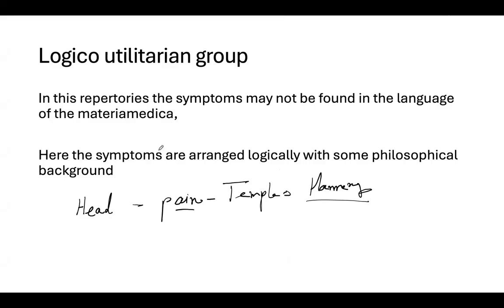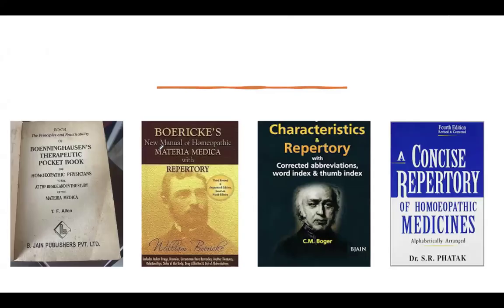Now this type of repertory is more in use. For example, Boenninghausen's Therapeutic Pocket Book, Boericke's repertory, C.M. Boger's BBCR, and the Concise Repertory by C.R. Pathak. So these are examples of the logico-utilitarian repertory. For these repertories, you have to know the full name of the book, to get more marks.